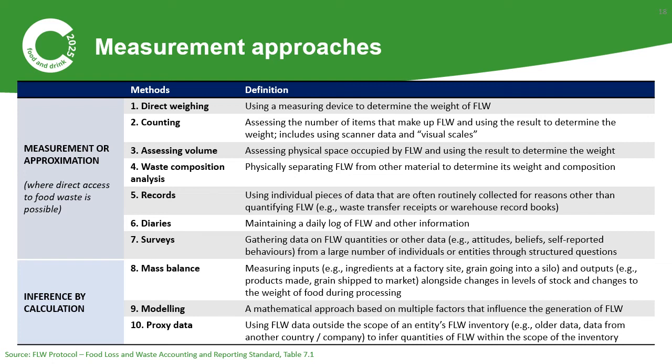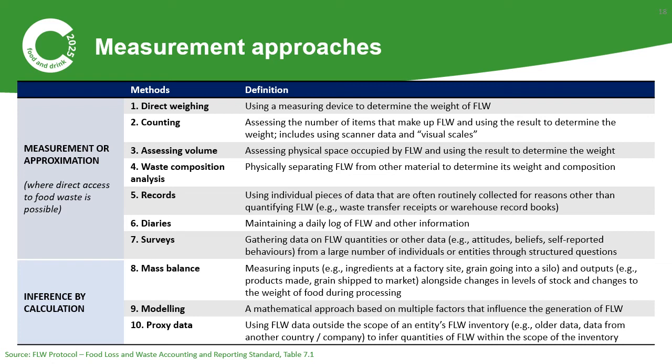So I won't read through all of these in a lot of detail, but very briefly, those direct methods include direct weighing, so where you can weigh the food waste yourself. That's obviously one of the most accurate methods. Counting, so that might happen, for example, in a retailer where you count the number of products or stock keeping units which are just wasted, and then cross-reference that with a database of weights. Assessing the volume, where you're potentially wasting, for example, liquids, and you can use the density to work out the weight.